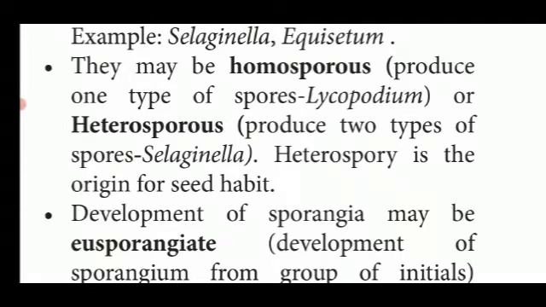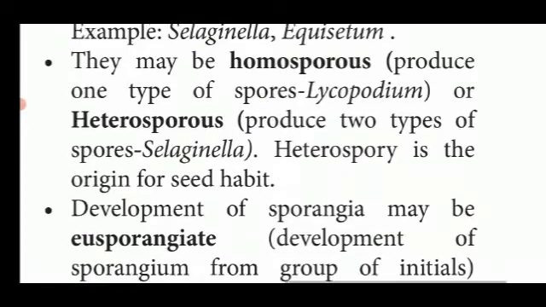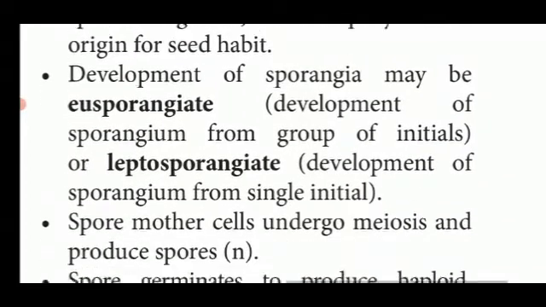They may be homosporous. Homosporous means it produces a single type of spores, only one type of spores. Example: Lycopodium. Or heterosporous. Some pteridophytes produce 2 different types of spores. Example: Selaginella, that means microspores and megaspores. Heterosporous is the origin of the seed habit.